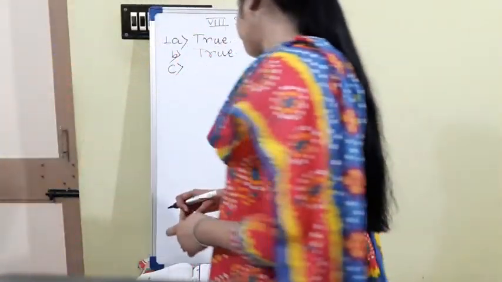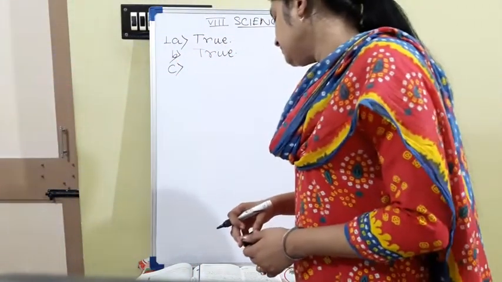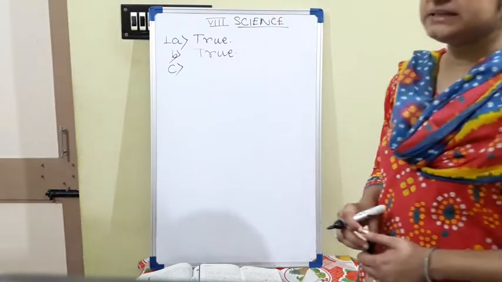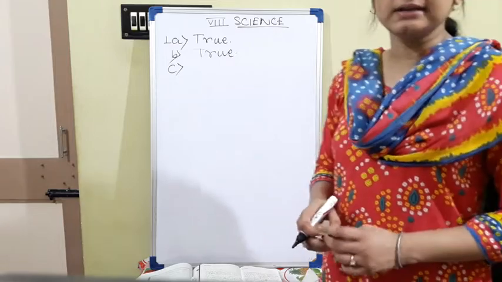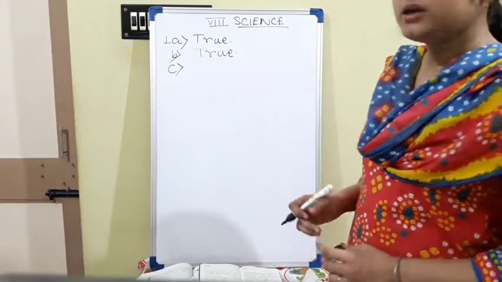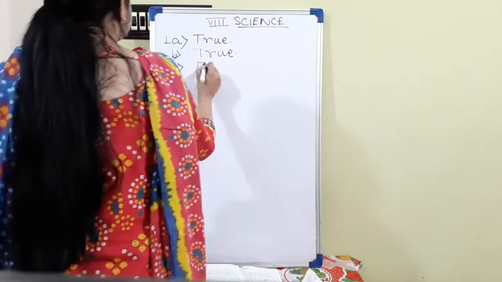Number C, the basic living unit of an organism is an organ. The basic unit of a living organism, obviously not organ, this one is cell. Okay, so this one is false.